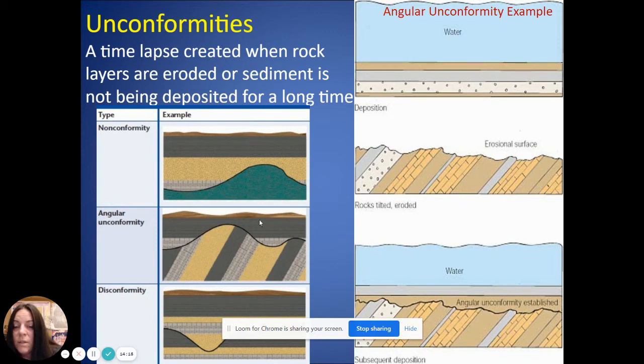So now you've got all of this. So this part right here is called the unconformity. And if you look down here, you can see this disconformity. It still has horizontal layers, but they don't match up with the ones above. So that means there is something going on.